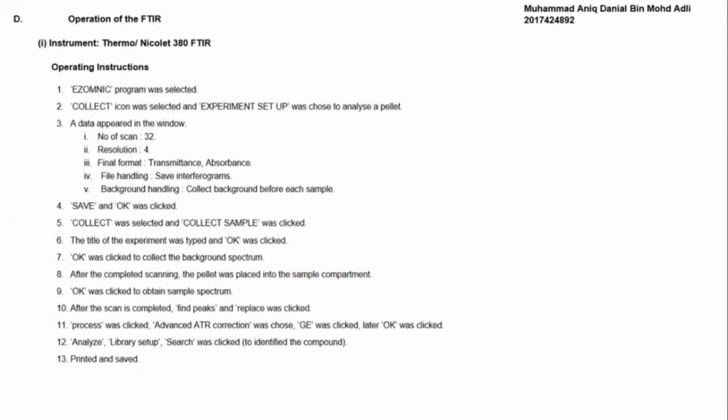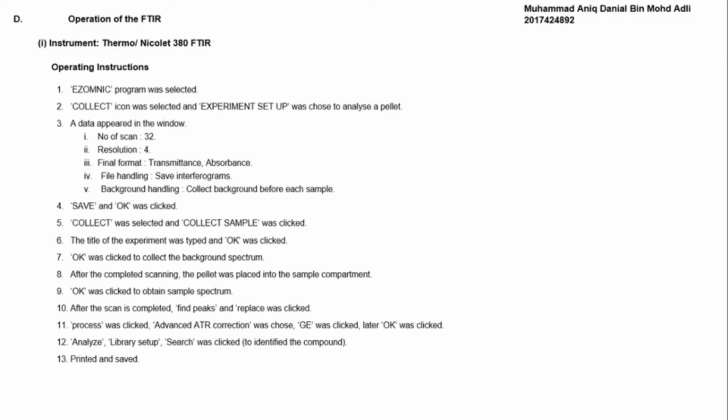Assalamualaikum warahmatullahi wabarakatuh. So we continue with part D, which is the operation of the FTIR. The first instrument is the Thermo Nicolet 380 FTIR. The operating instruction: the Omnic program was selected. The Collect icon was selected and Experiment Setup was chosen to analyze the pellet. A data window will appear, showing number of scans is 32, resolution 4, final format transmittance, absorbance, file handling save interferograms, background handling collect background before each sample. Save and OK were clicked.